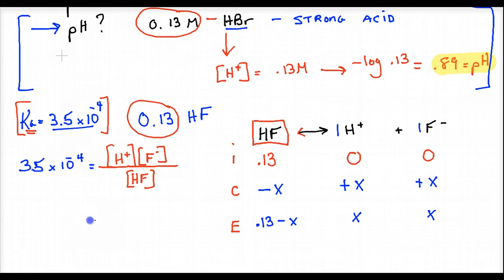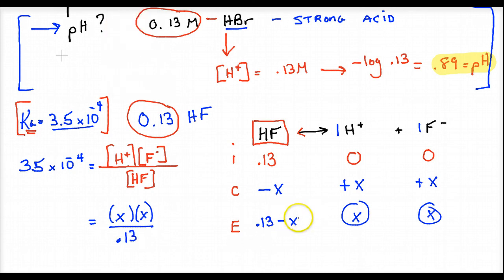And what are these values? Well, we've got x and x, so we put the x's in. x times x over 0.13 minus x, but I'm going to leave this x out. I'm going to approximate this away. So why am I approximating it away? Well, I know the Ka is small. What does that mean? If it's less than 1, who's favored? Of course, the reactants are favored. So this barely goes forward. That means this x is going to be insignificant compared to this.